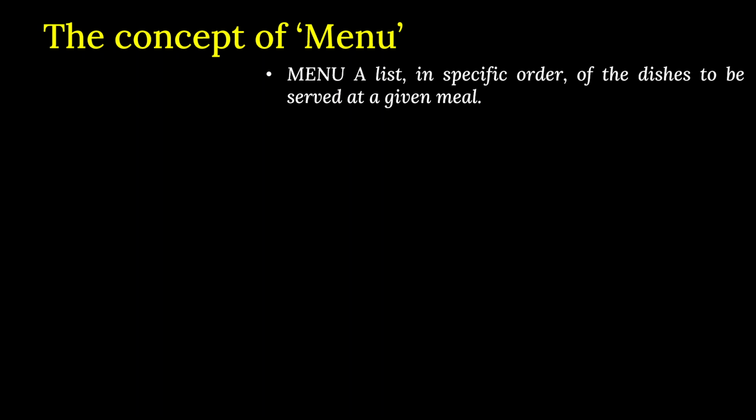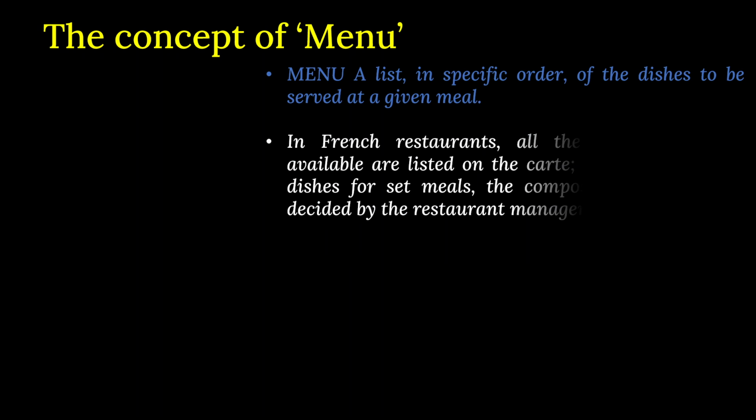The concept of menu: there are many concepts of this particular word. The first point you can see on your screen is that a menu is a list, in specific order, of the dishes to be served at a given meal. That is, in one or two lines, if you want to explain the word menu, this is the outcome. It is displayed on your screen now.